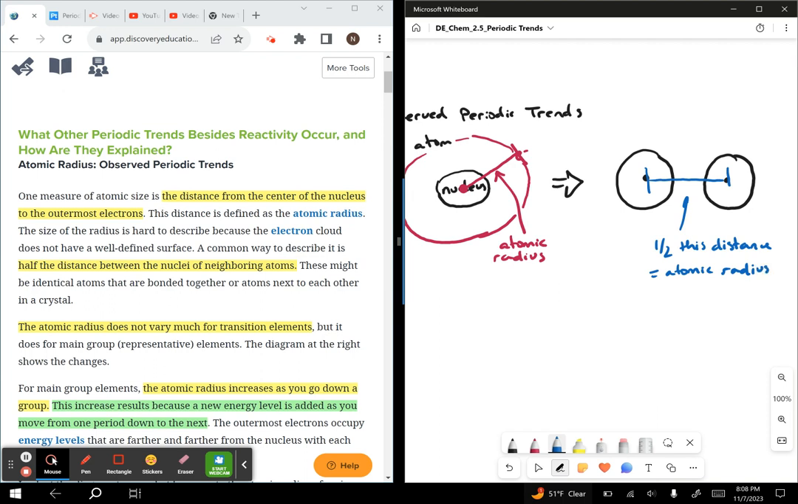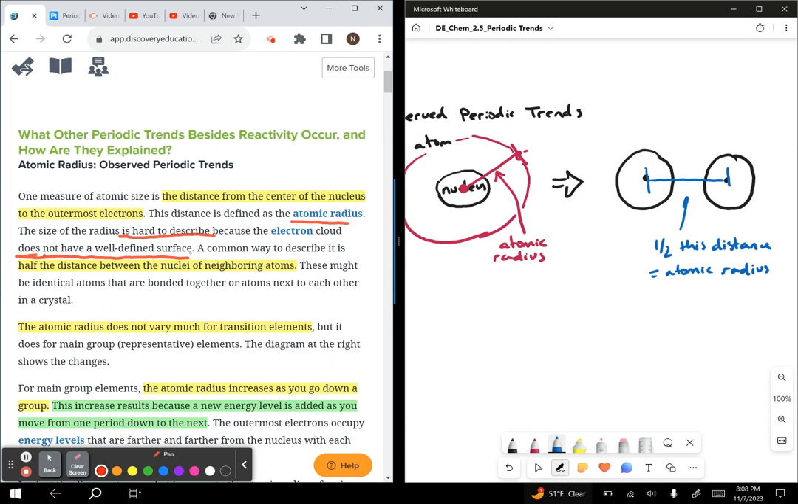And they're saying that because these atomic radiuses are hard to describe, since they are not well-defined surfaces. So this is another way that you can do that.